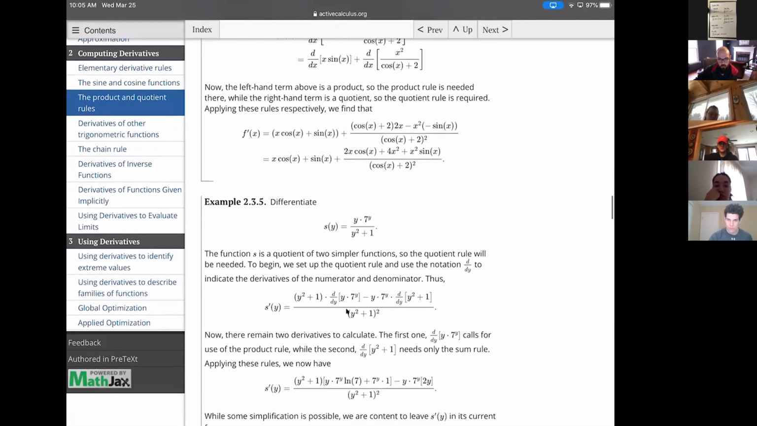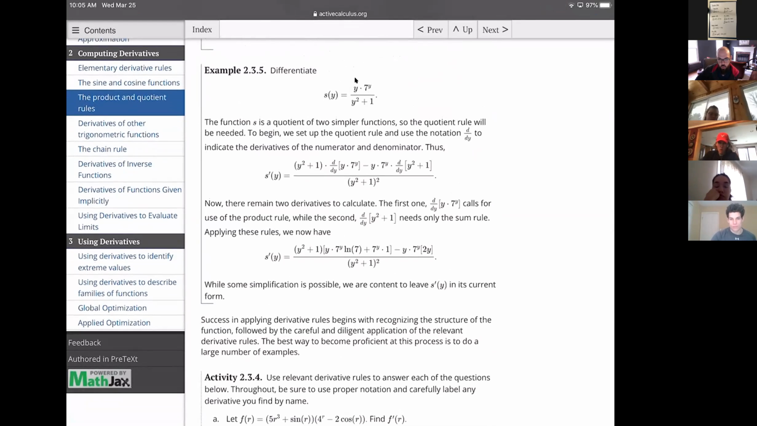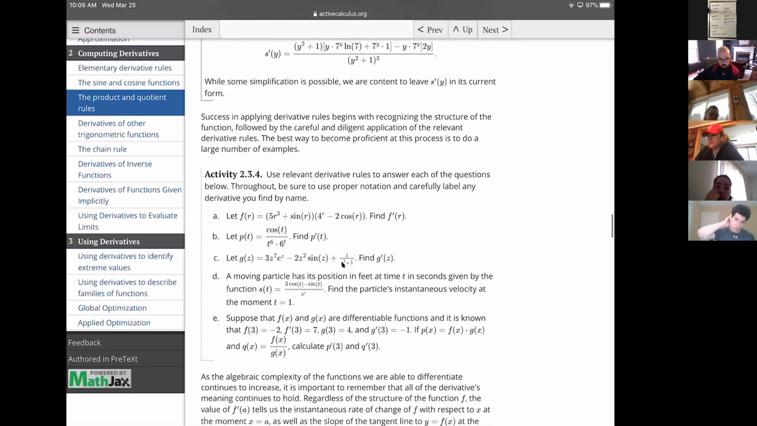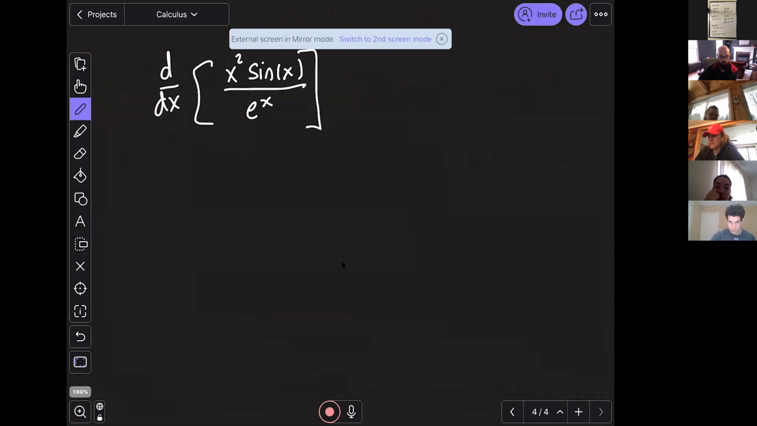And then in some other times, you're going to have a quotient rule, but inside of that, you have a product rule, right? See how our numerator here is a product, but then it's inside of a quotient. So you're going to see stuff like this where you have a product rule inside of a quotient rule. What I want to do is work through an example like this, because I think they can be a little bit tricky. And then you'll have some stuff to practice down here in 2.3.4. So let's go ahead and jump over to a Blackboard. I have a problem already up for us here.